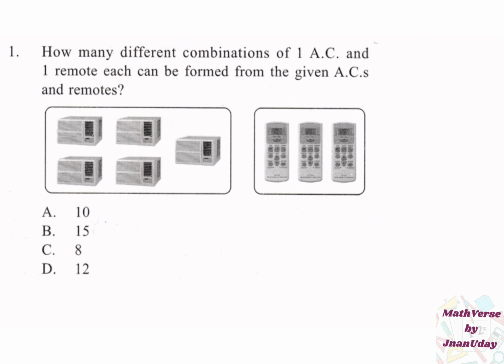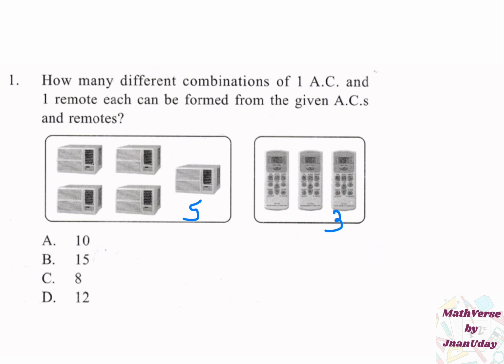So question 1 is how many different combinations of one AC and one remote each can be formed from the given ACs and remotes. Here, as you can see, there are 5 ACs and 3 remotes. Combinations will include the multiplication of the number of ACs and the number of remotes. So let us do the multiplication.